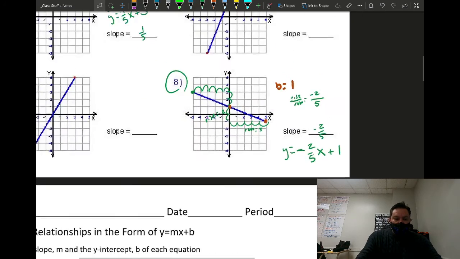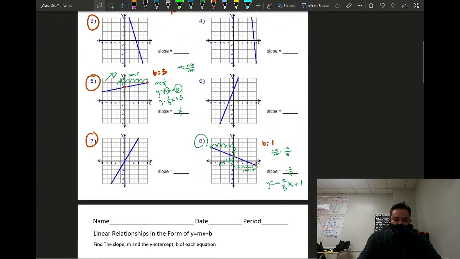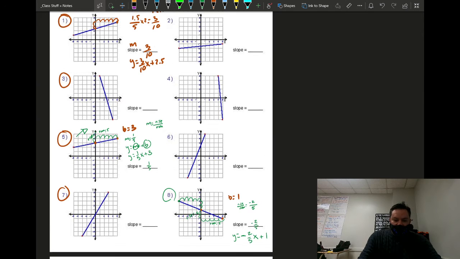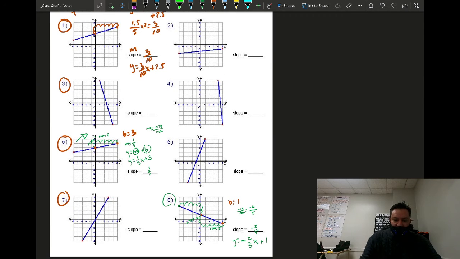Again, now let's look at these graphs right here, just for the sake of it, and see if they're going to be positive or negative. Number 2, is it going to be positive or negative? It's going to be positive. Number 4 is going down, so it's going to be negative. Number 3 is going down, so it's going to be negative.